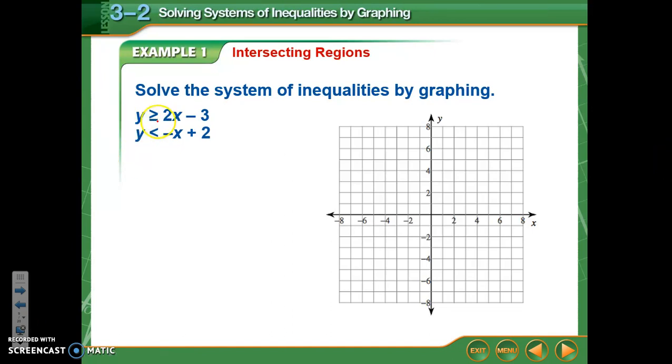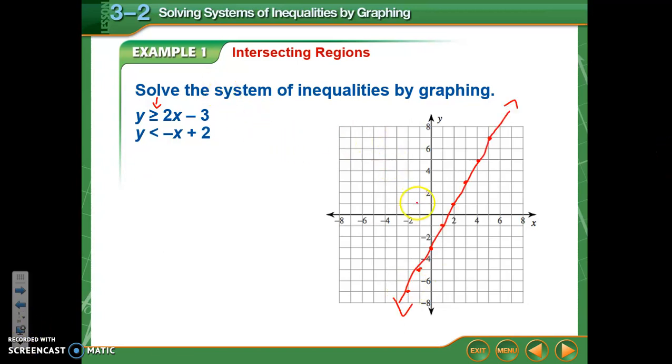y is greater than or equal to 2x minus 3. That's the first one we're going to graph. Greater than or equal to means it will be a solid line. My y-intercept is -3. My slope is +2. So I go up 2, to the right 1, and I continue that to make my line as straight as possible. And then I'm going to connect that with a solid line.